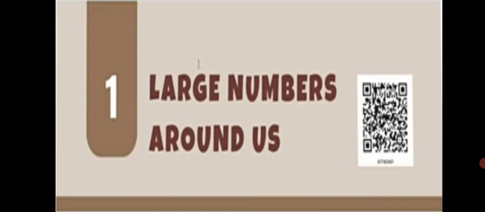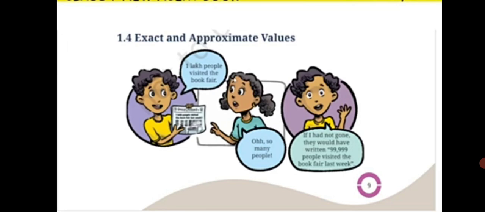Today we are going to start our first chapter, Large Numbers Around Us. In this chapter, we will study large numbers, like how big they are, and their notations and expansions. But today we will learn a very interesting topic of this chapter, that is exact and approximate values. So here, first we will understand the terms exact and approximate.